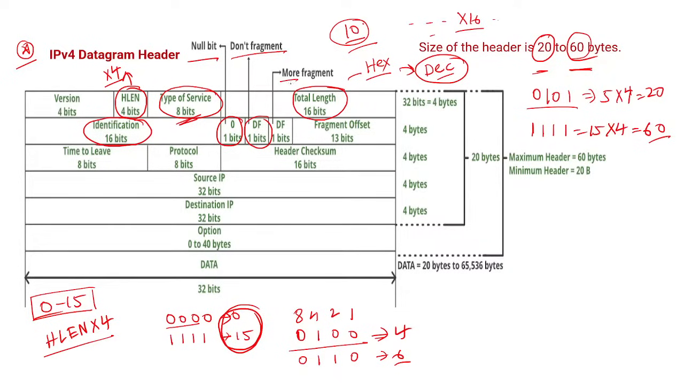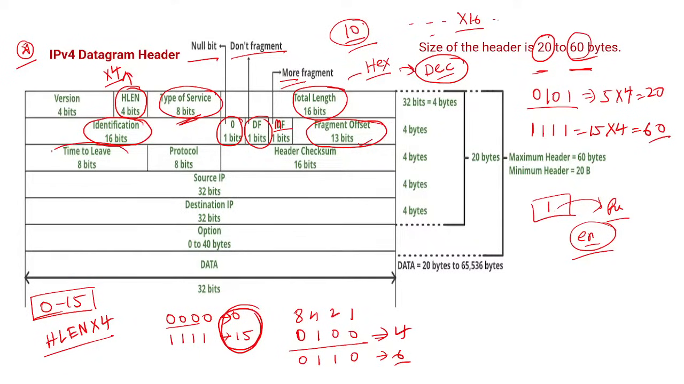And this is the MF, which means more fragment. Whenever one fragment is received, the receiver can understand with this bit. If it is 1, then it is not the end. It has more fragments still to come. That is called the more fragment bit. And the last one is the fragment offset, that is 13 bits. This is the fragment offset.